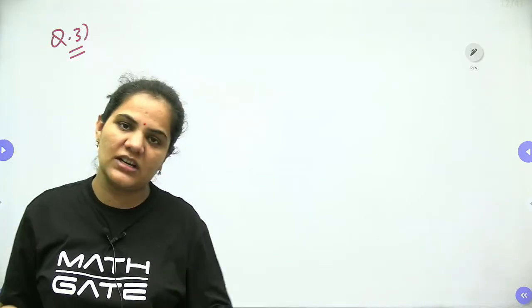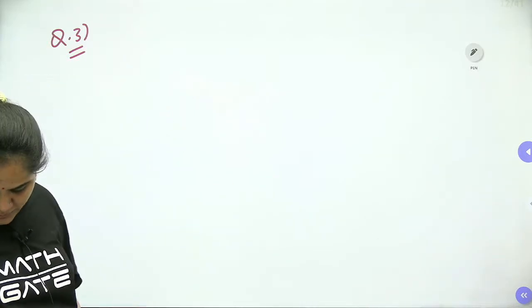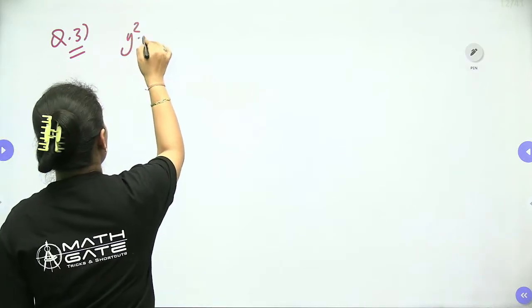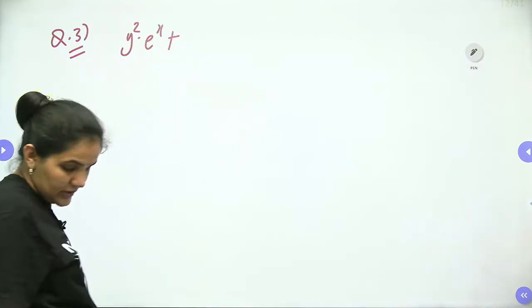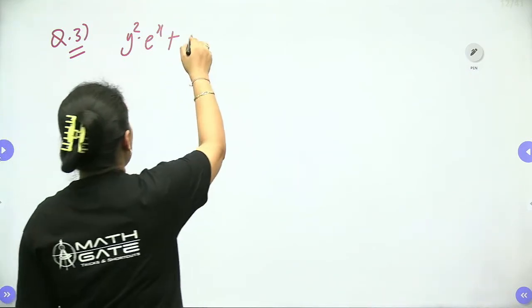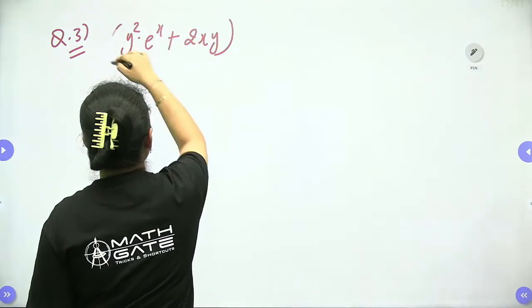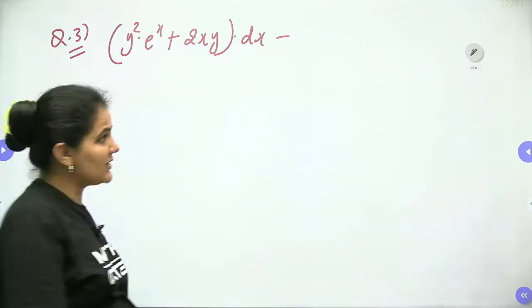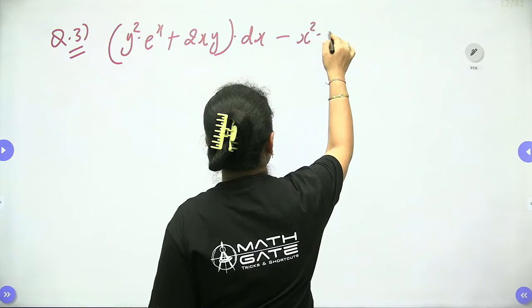You can make it by yourself. So I have one more example, and I think you can go for that one. You can make it by yourself. So we are having one more example: (y square into e to the power x plus 2xy) dx minus x square dy is equal to 0, right?